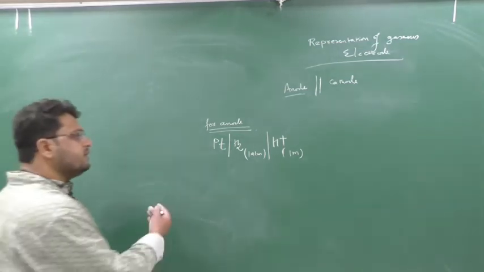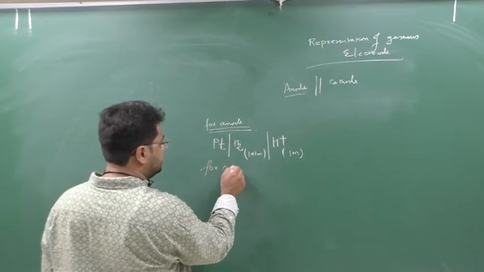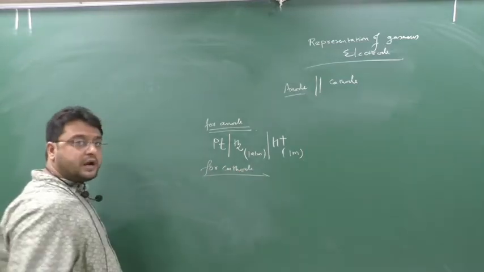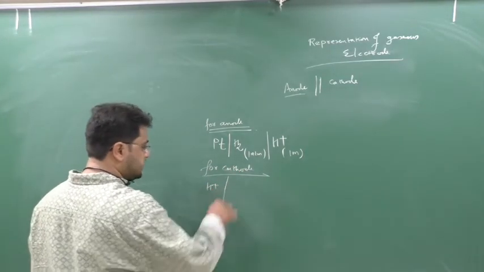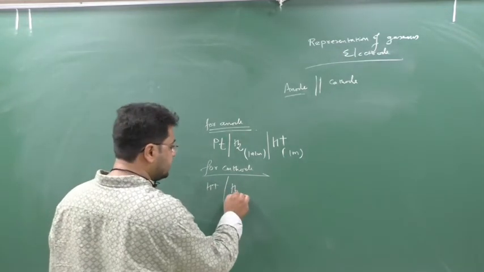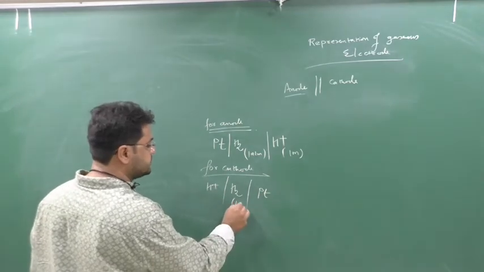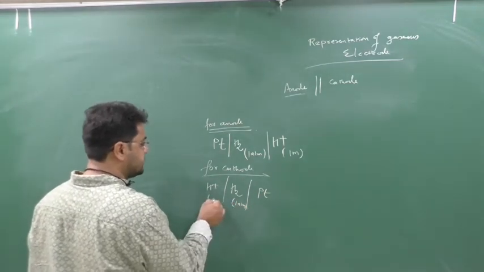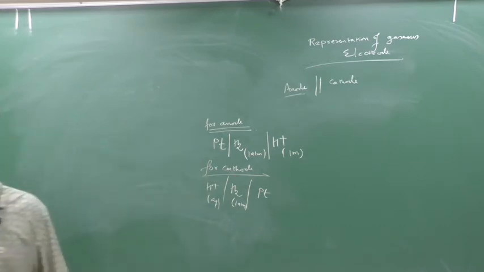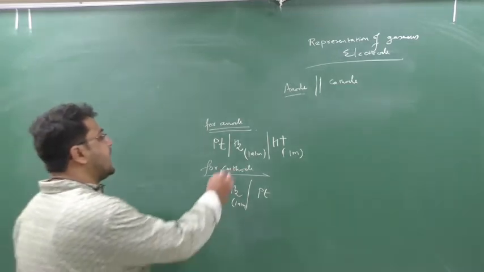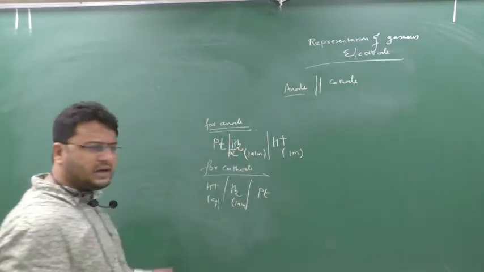So for the cathode, reverse it. For the cathode, first you write its active ion, then the molecular formula of the gas, and then its inert electrode, remaining as it is, 1 atm, aqueous, or 1 molarity. So this is the representation of a gaseous electrode for anode and cathode. Clear this part? In certain books, they have written half H2 also. Not an issue. Why, sir?